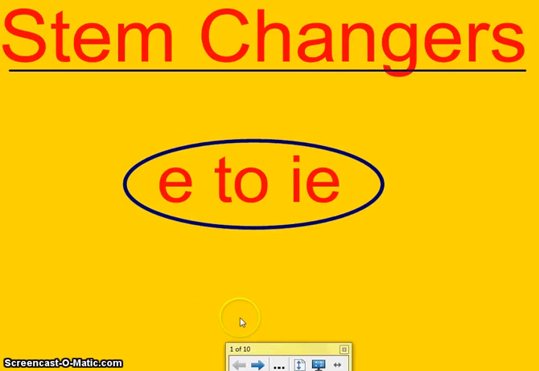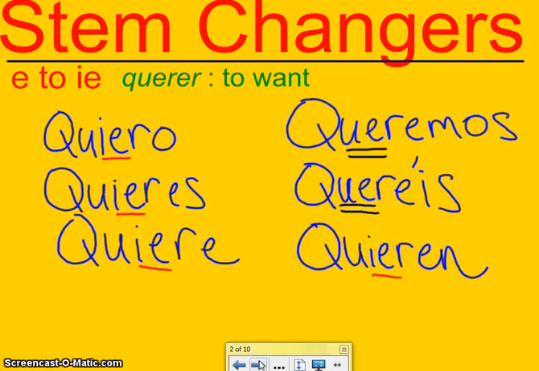E to IE verbs in particular. So the first verb we're going to mention today is the verb querer, which is to want. And it's an E to IE stem changer, like I mentioned before. And just check out how this verb is conjugated.